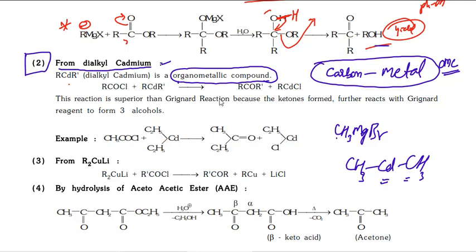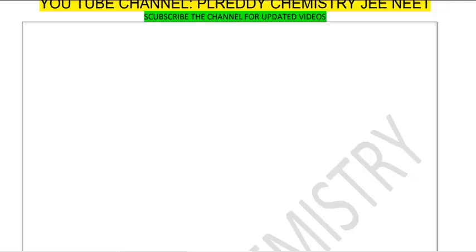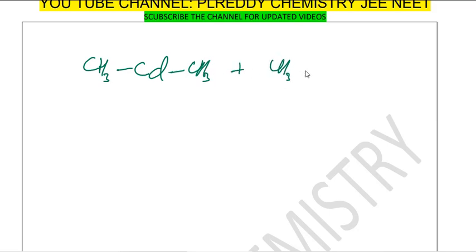The mechanism is similar to Grignard reagent. So you can see here, I am taking CH3 cadmium CH3, dialkyl cadmium, and acid chloride.